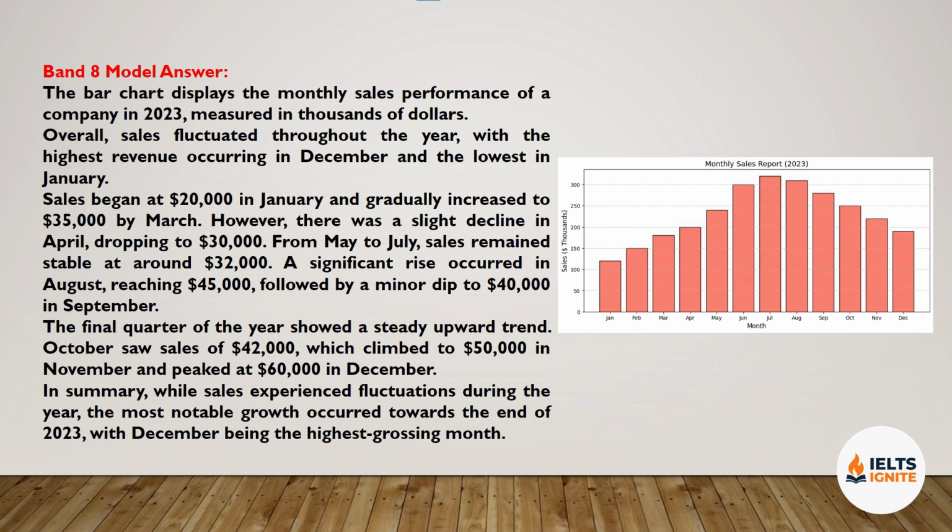The final quarter of the year showed a steady upward trend. October saw sales of $42,000, which climbed to $50,000 in November and peaked at $60,000 in December. In summary, while sales experienced fluctuations during the year, the most notable growth occurred towards the end of 2023, with December being the highest grossing month.